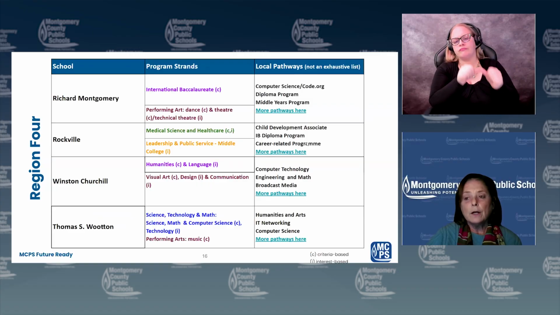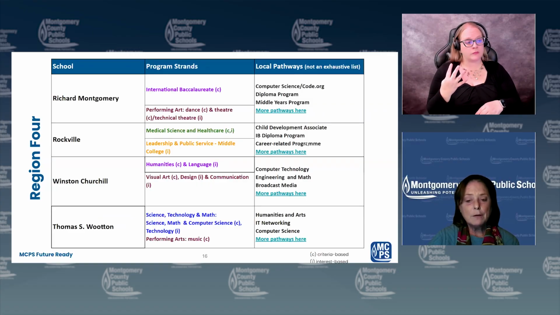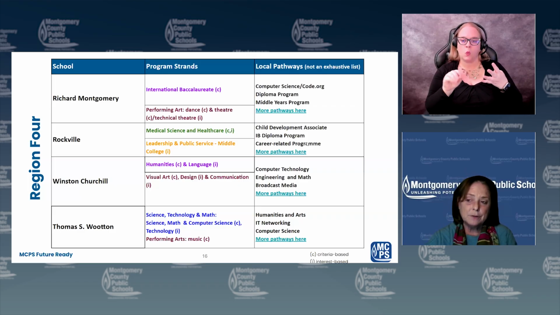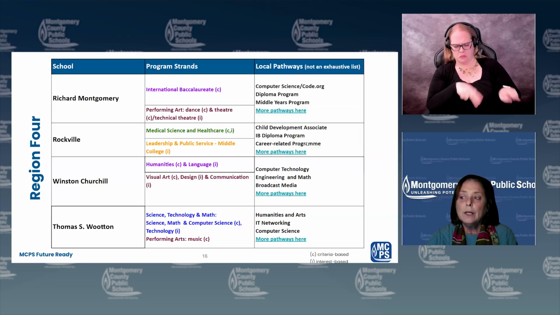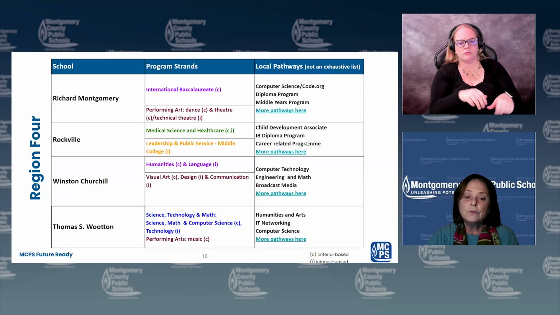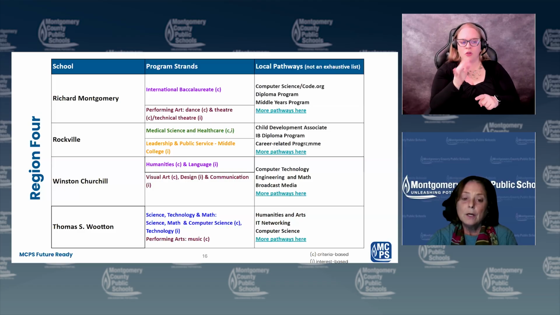In Region 4, this region will include Richard Montgomery, Rockville, Churchill, and Wootton. And again, capitalizing on the assets that are already established at the school, Richard Montgomery, right now is known as the Countywide IB, will be the host for this regional IB site. In addition, they will be hosting the performing arts of dance, theater, and technical theater.